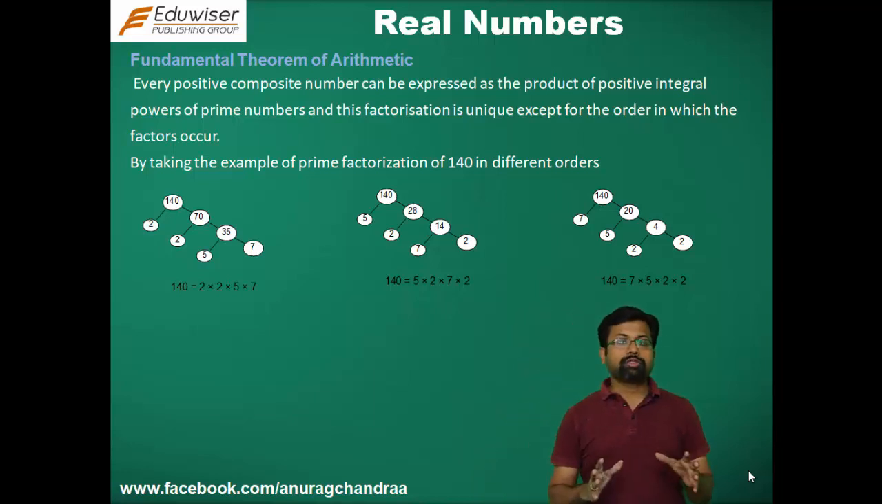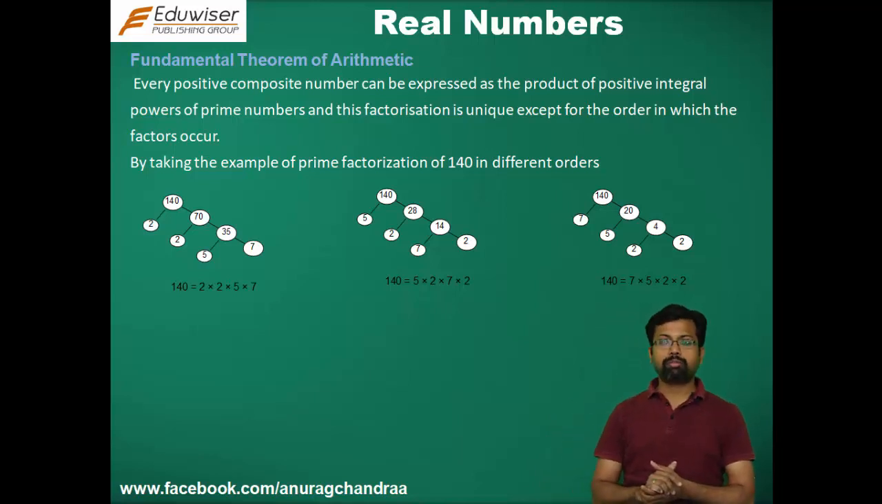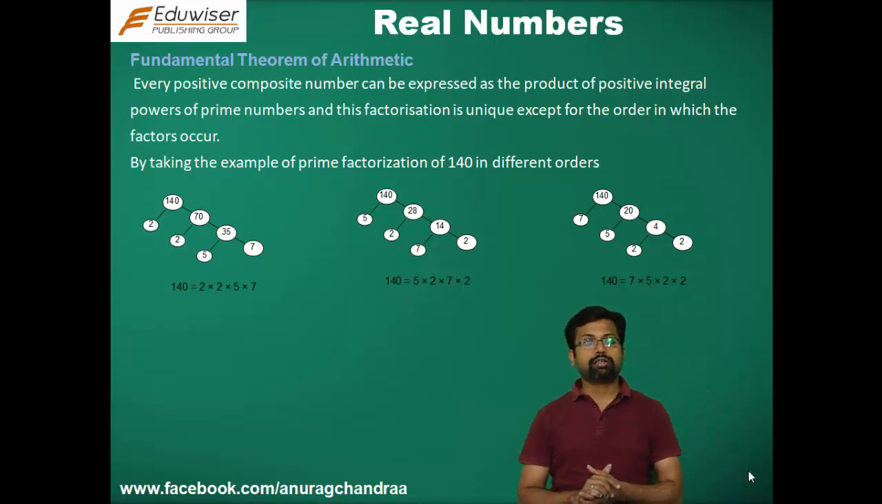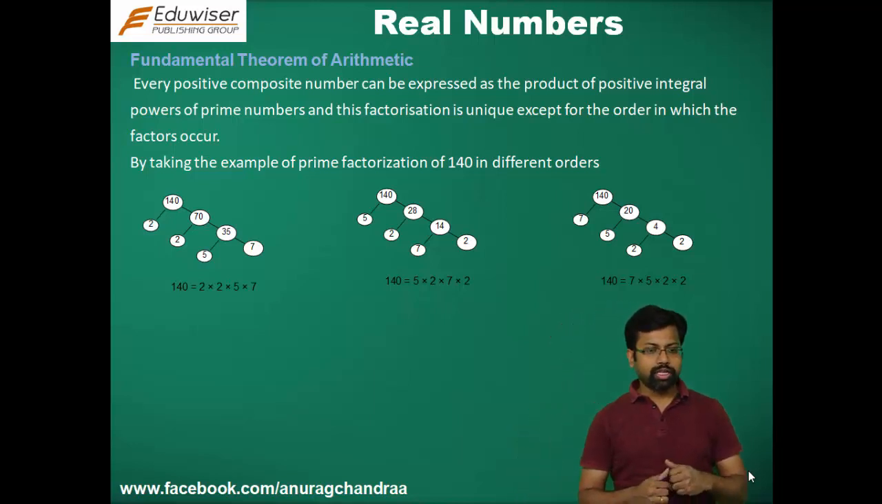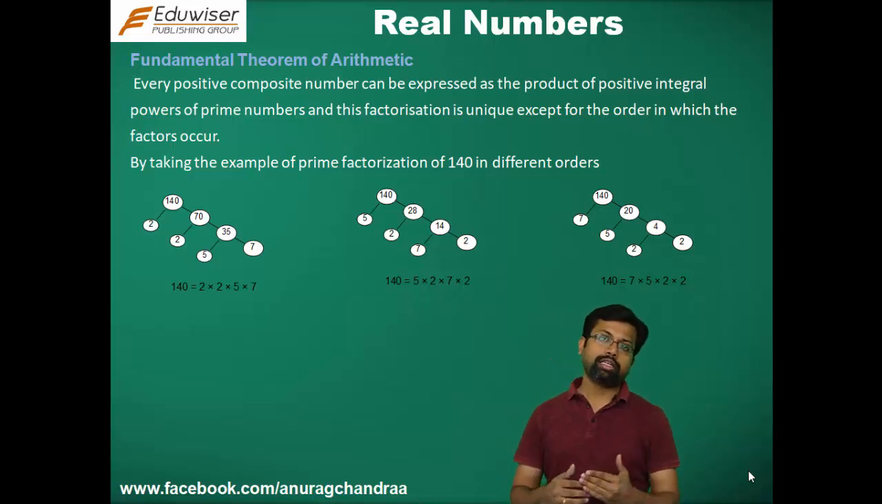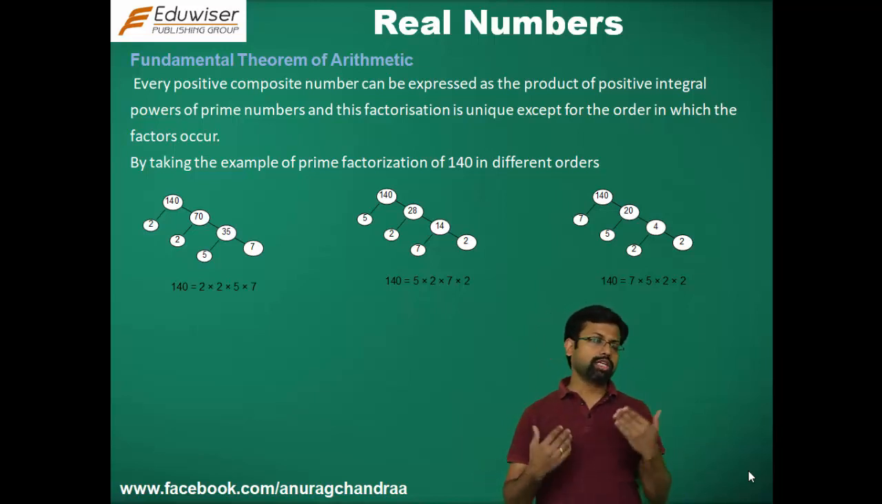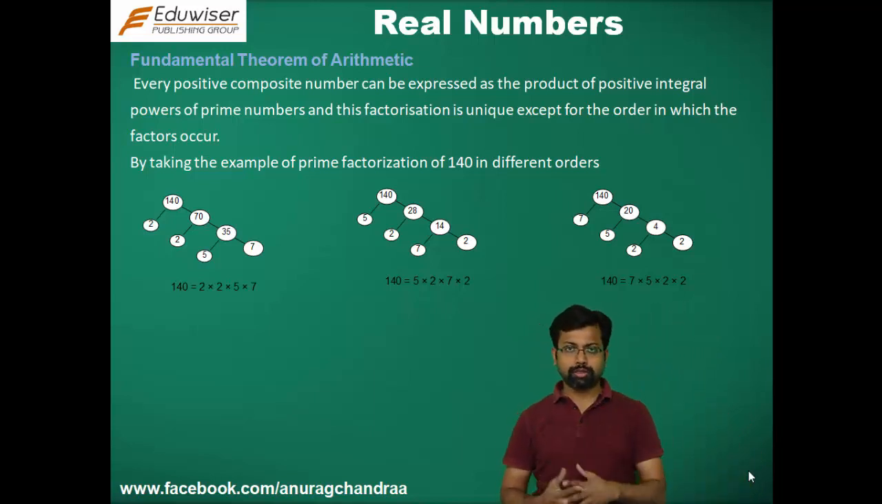Now what is a composite number? A composite number, if you have studied earlier, is a number which has factors other than the number and the number 1 itself. So any number which has more than two factors, where one factor would be 1 and the other is the number itself, is said to be a composite number.